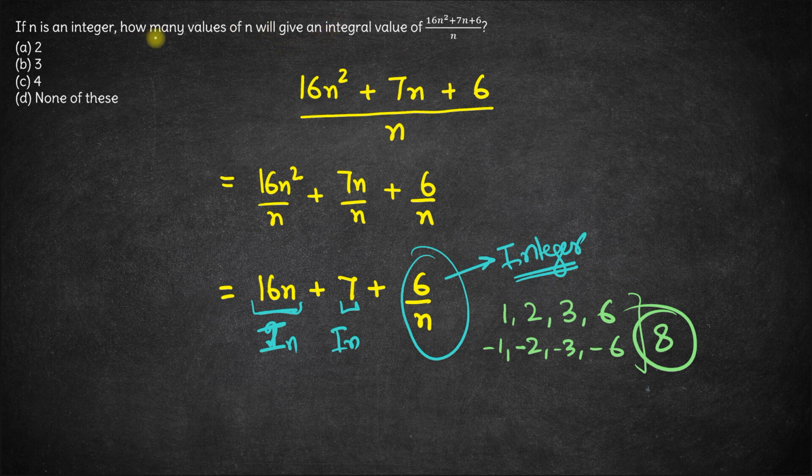So the question was, how many values of n will give an integral value of the expression? So the correct answer here will be 8, which is not there in any of the options. Hence option D will be the right answer here. Thank you.